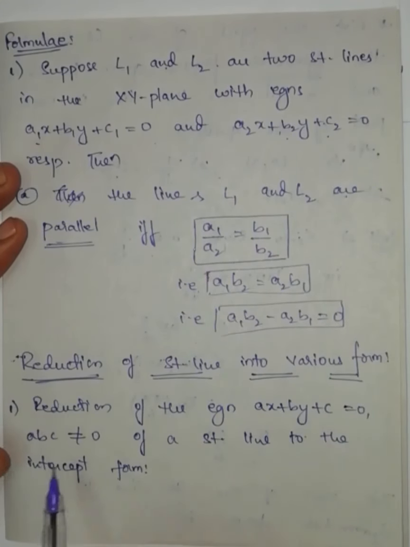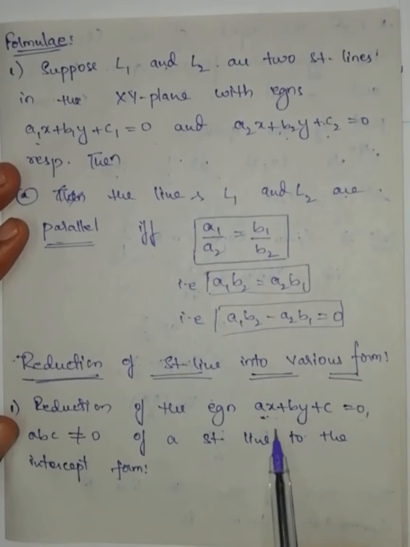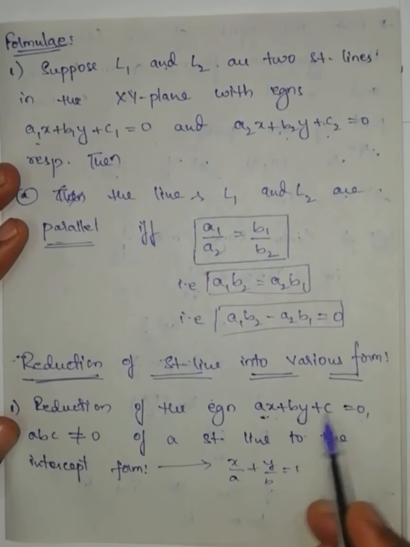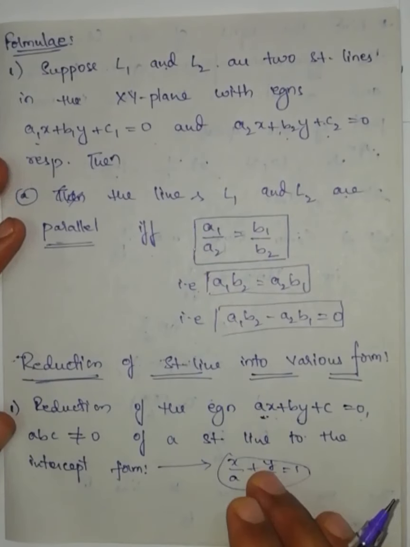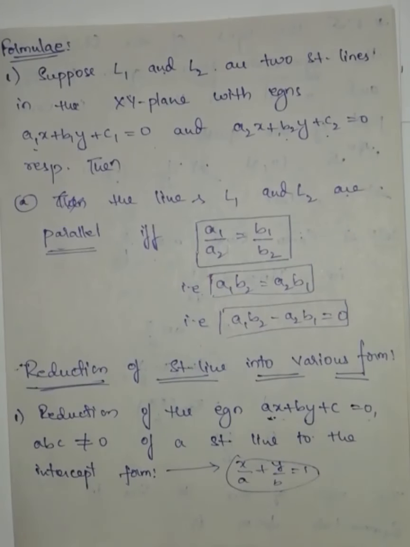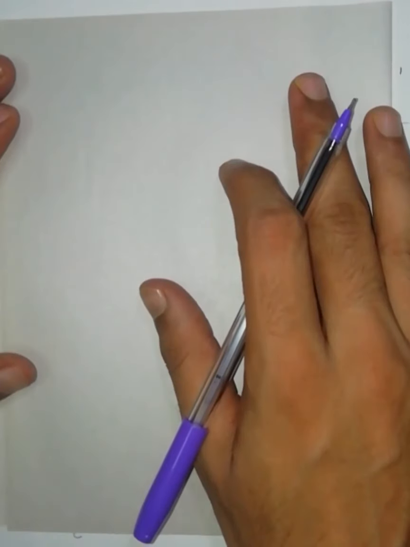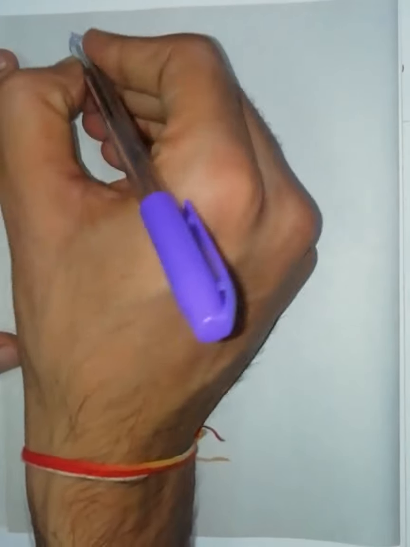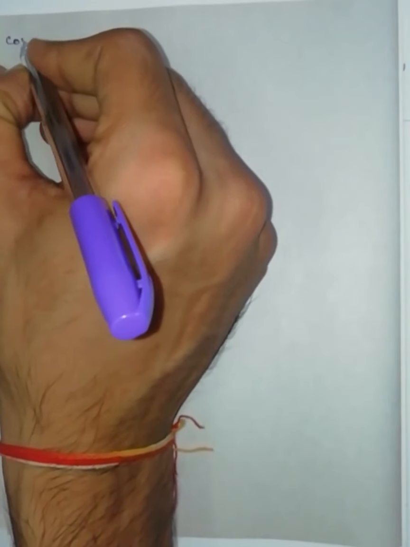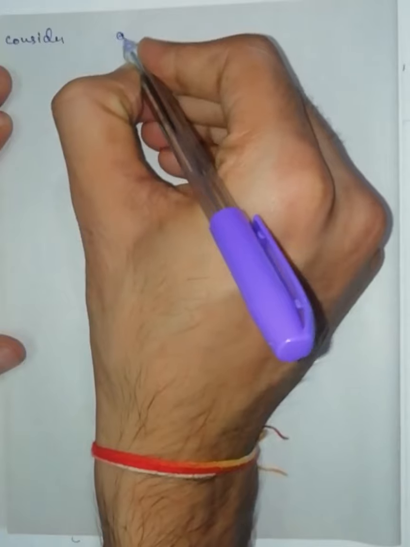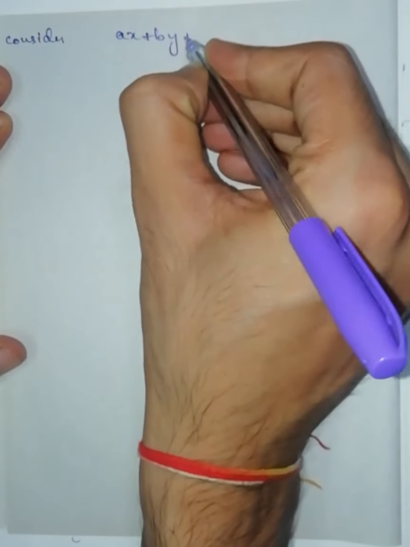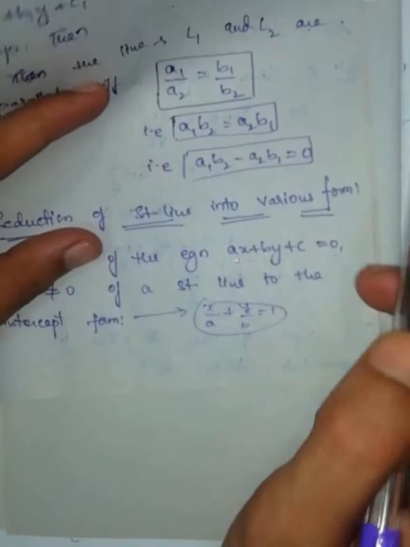This explains how we can reduce this equation into an intercept form. Already we know that the intercept form is x by a plus y by b is equal to 1. This means I have to reduce this into this form. So first of all, consider the given equation ax plus by plus c is equal to 0. Now I have to reduce this into this format.